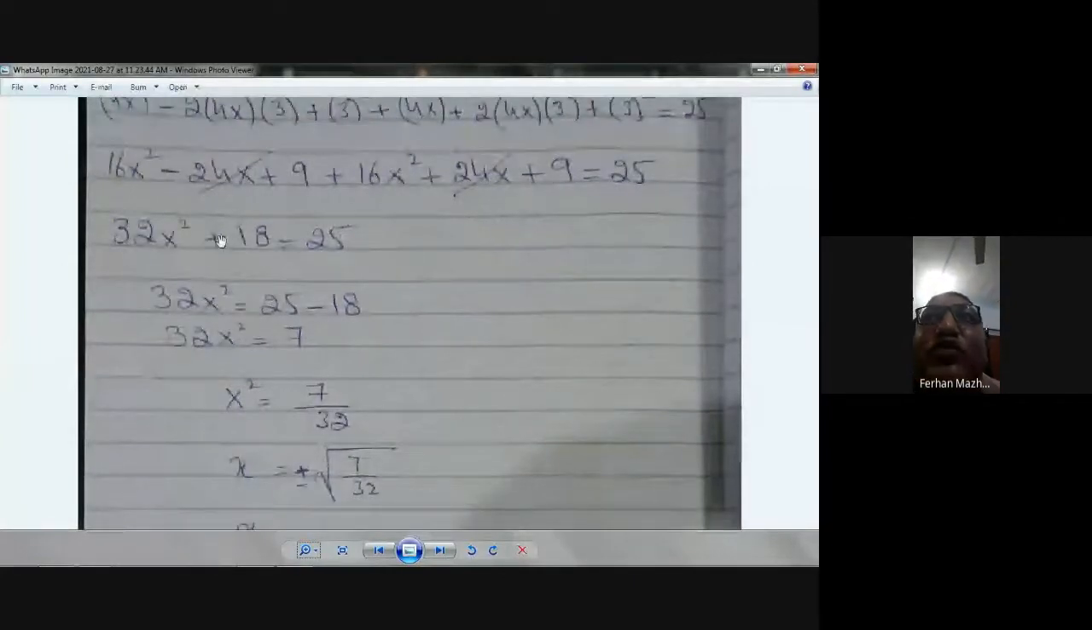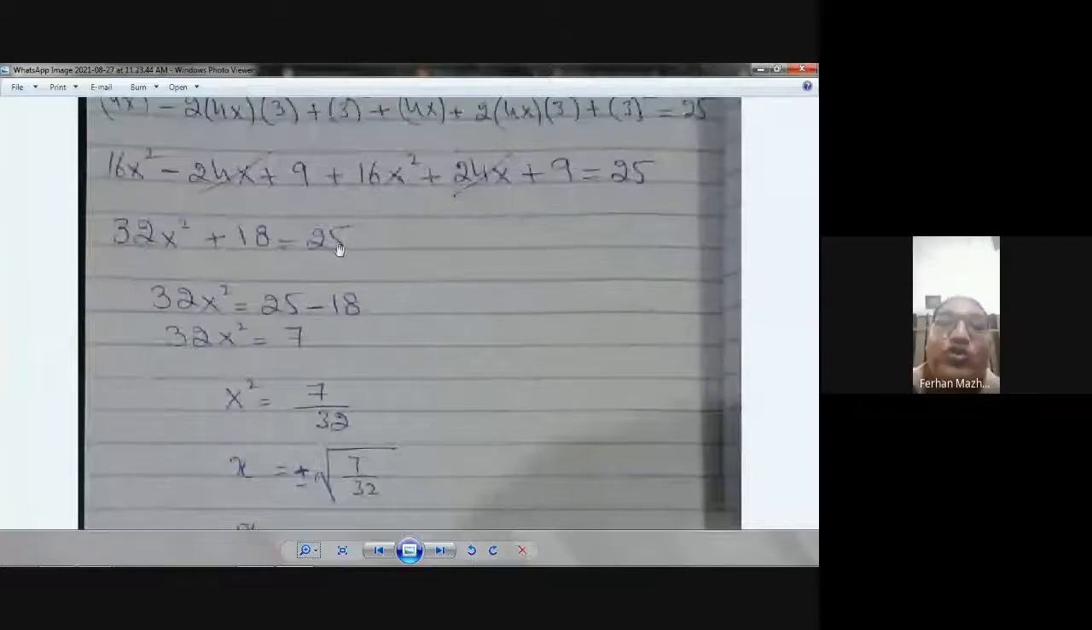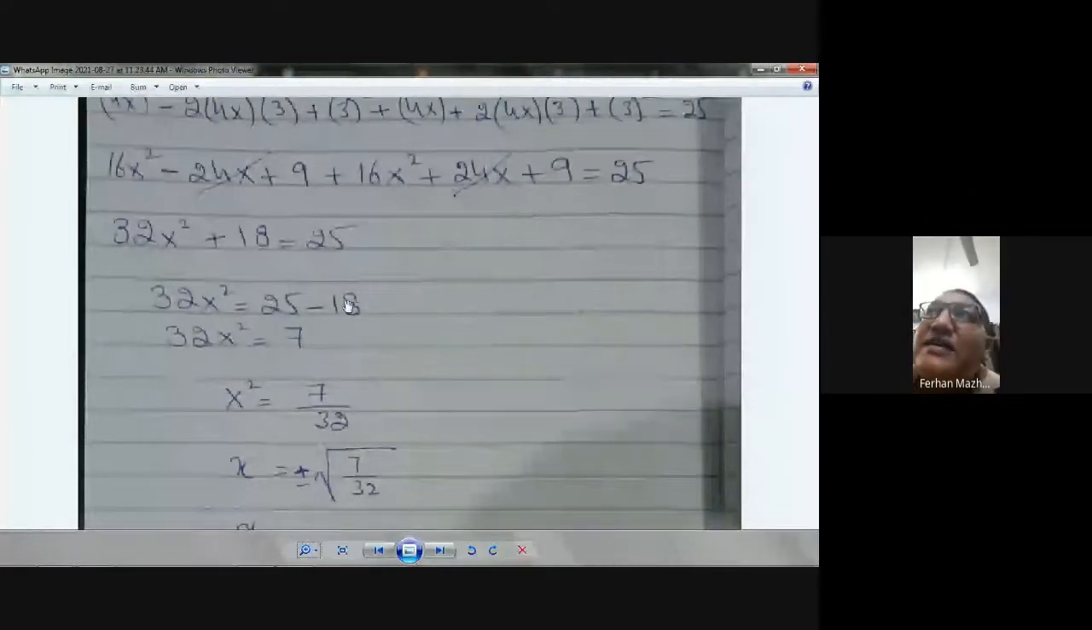I will take the square root on both sides. This has not turned into an equation in which you have x square, x, and a constant. It has only an x squared term and a constant term. So you don't need to apply the quadratic formula. I can directly find the value of x. So I took the square root on both sides, and the final answer will be plus minus under root 7 by 32.